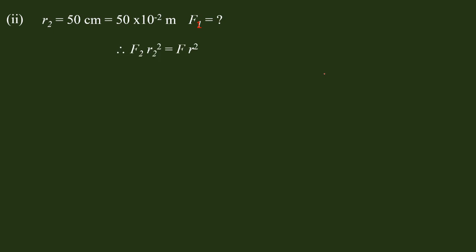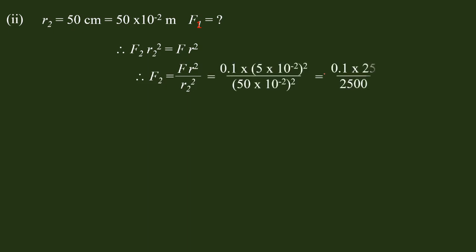Therefore, F2 is equal to F r square divided by r2 square. So F2 is 0.001 newton.